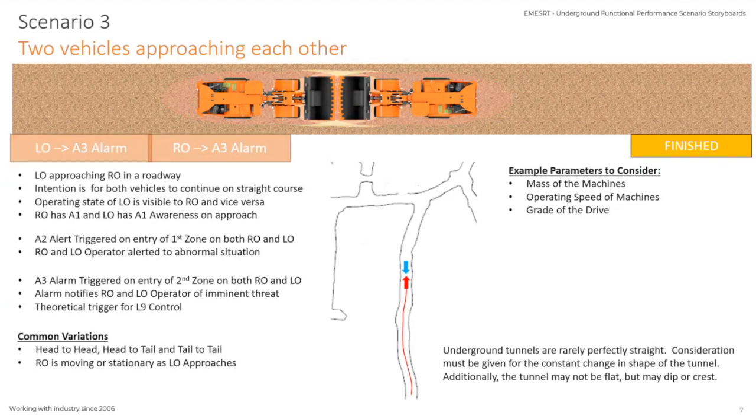Fairly straightforward, fairly easy. Again, the variations: a head-to-head, a head-to-tail, or a tail-to-tail. It shouldn't matter whether the machine's going forwards or backwards as they approach. It applies no matter what.